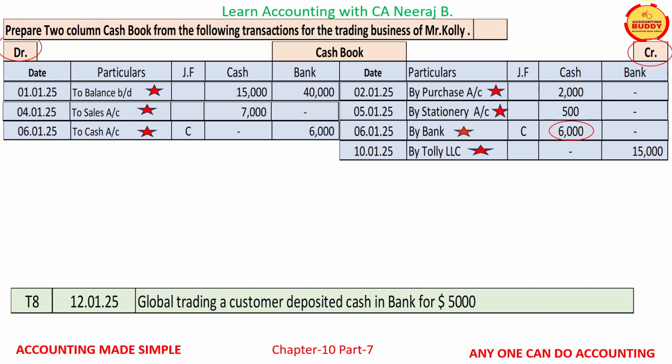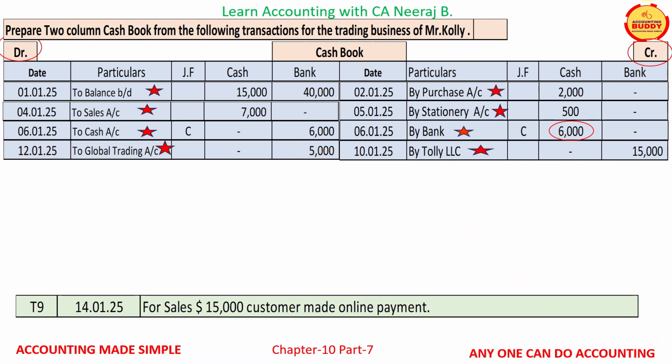Transaction T8 is on 12th of January 25. Global Trading, a customer, deposited cash of $5,000 in the bank account of the business. Since the business has received the money, it will be recorded in the bank column on the left hand debit side of the cash book for $5,000 on 12th of January 25 by writing the words "to Global Trading account".